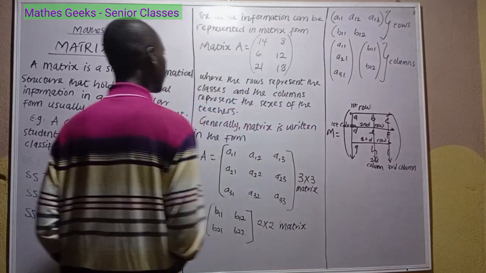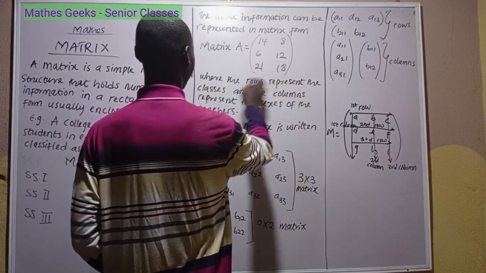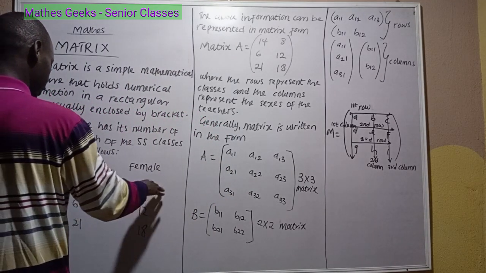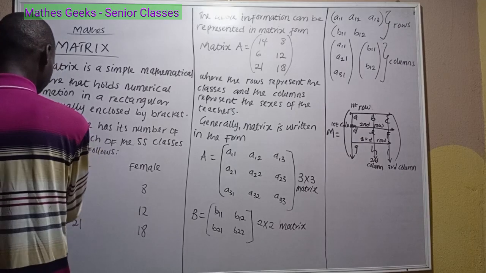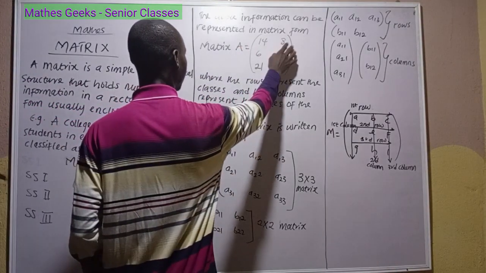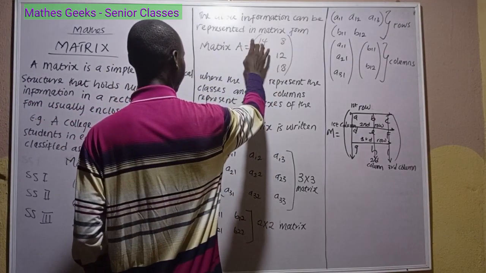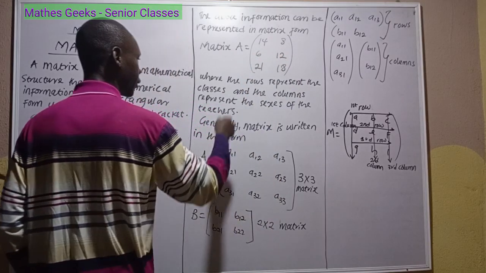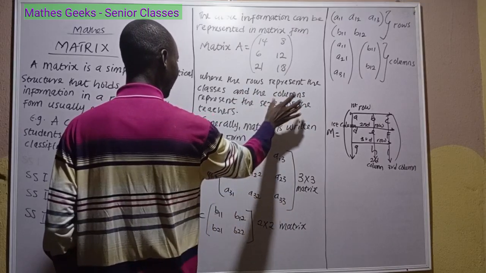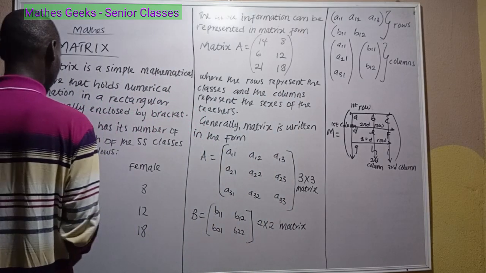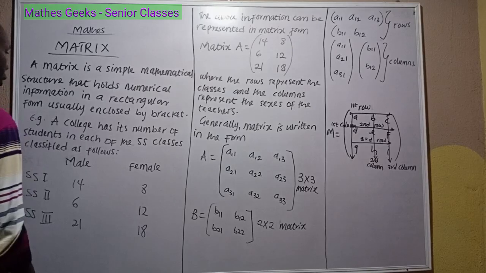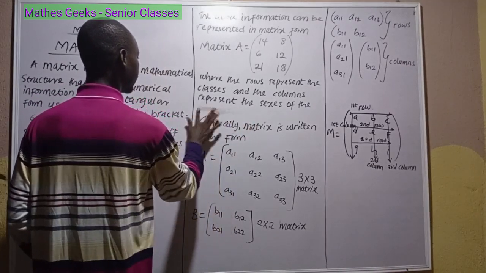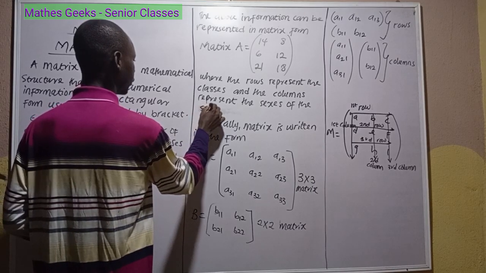So let's go on. The rows in this matrix represent the classes: SS1, SS2, SS3. And the columns represent the sexes of the students.